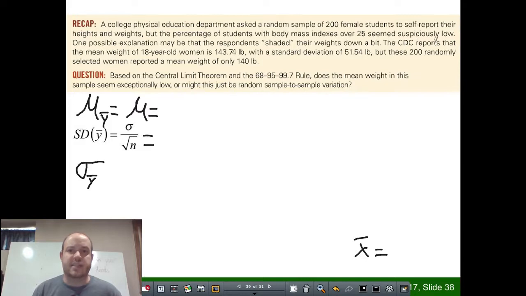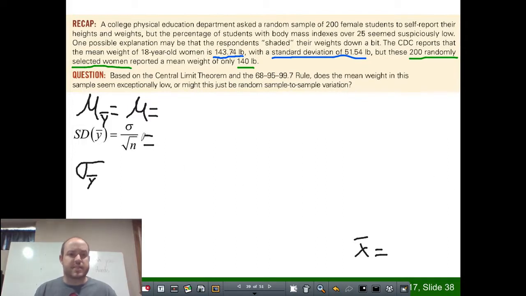It said that the CDC reports that the mean weight of women is 143 pounds with a standard deviation of 51.54. And our random sample, let's do the sample stuff in green, is 200 randomly selected women, which will be our N, and they have a mean weight of 140 pounds. All right. So it's important to differentiate between our 140, which is the mean of our sample, and the 143, which is the mean of the population.